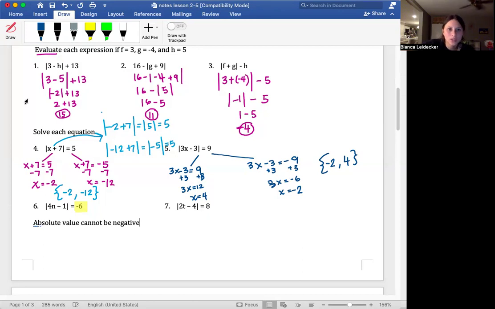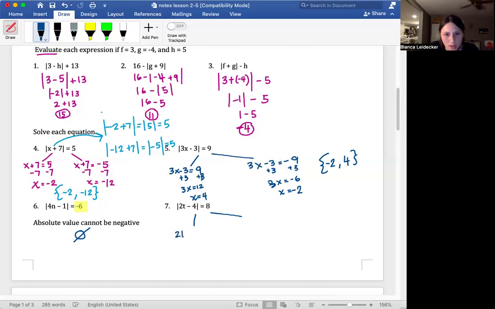And then how we would describe that is by using a symbol: no solution. Okay, this means no solution. There's no possible answer for solving for n, because whatever you solve for n, your answer will not come out to be -6. All right, number 7, you've got your two cases.